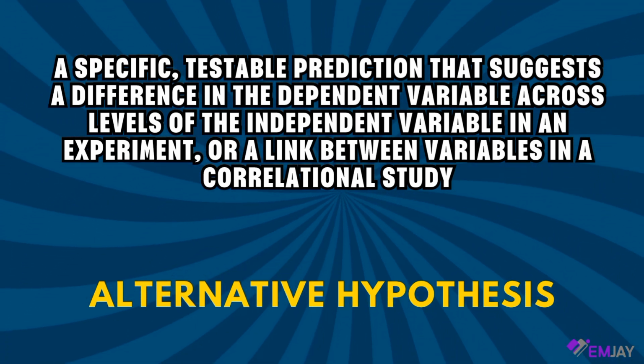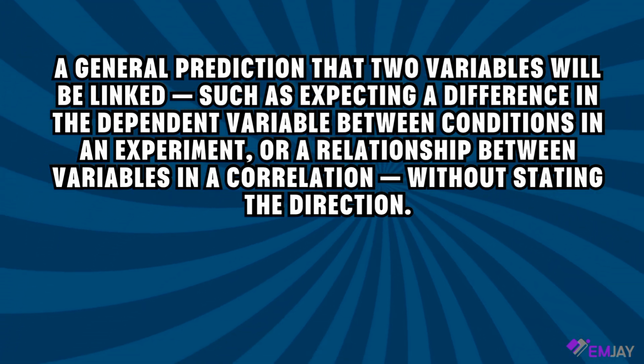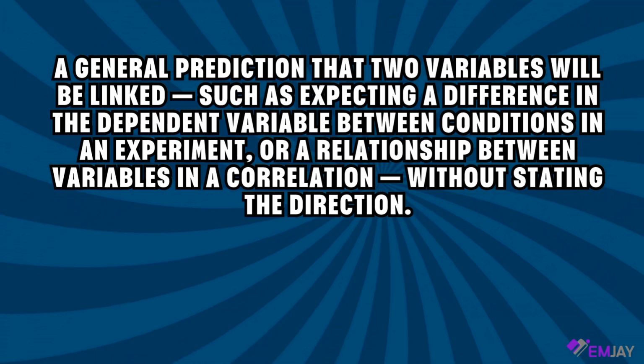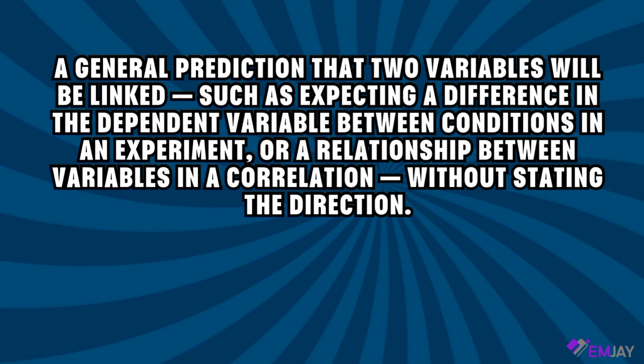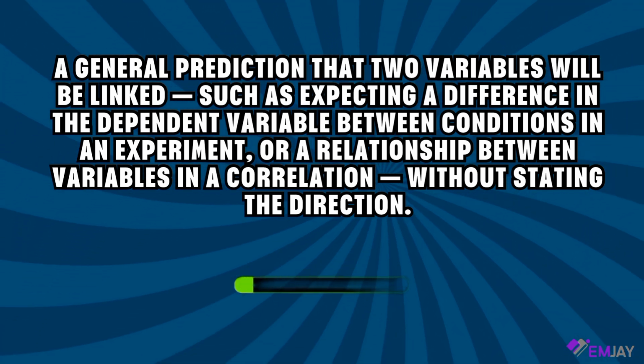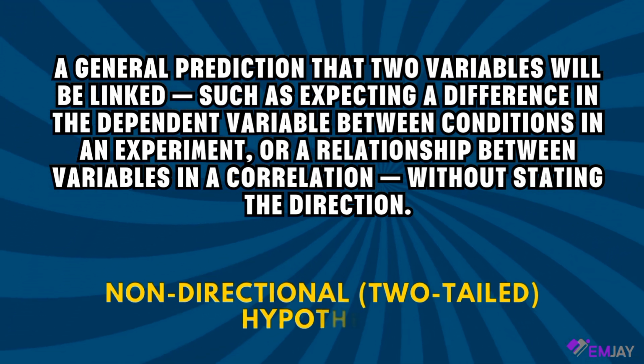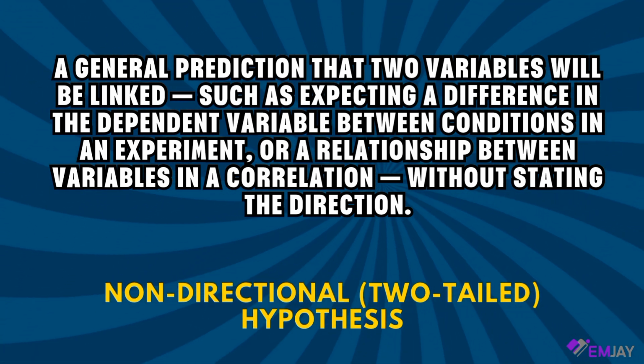Here's another one for you. A general prediction that two variables will be linked, such as expecting a difference in the dependent variable between conditions in an experiment, or a relationship between variables in a correlation, without stating the direction. And the correct answer is non-directional two-tailed hypothesis.